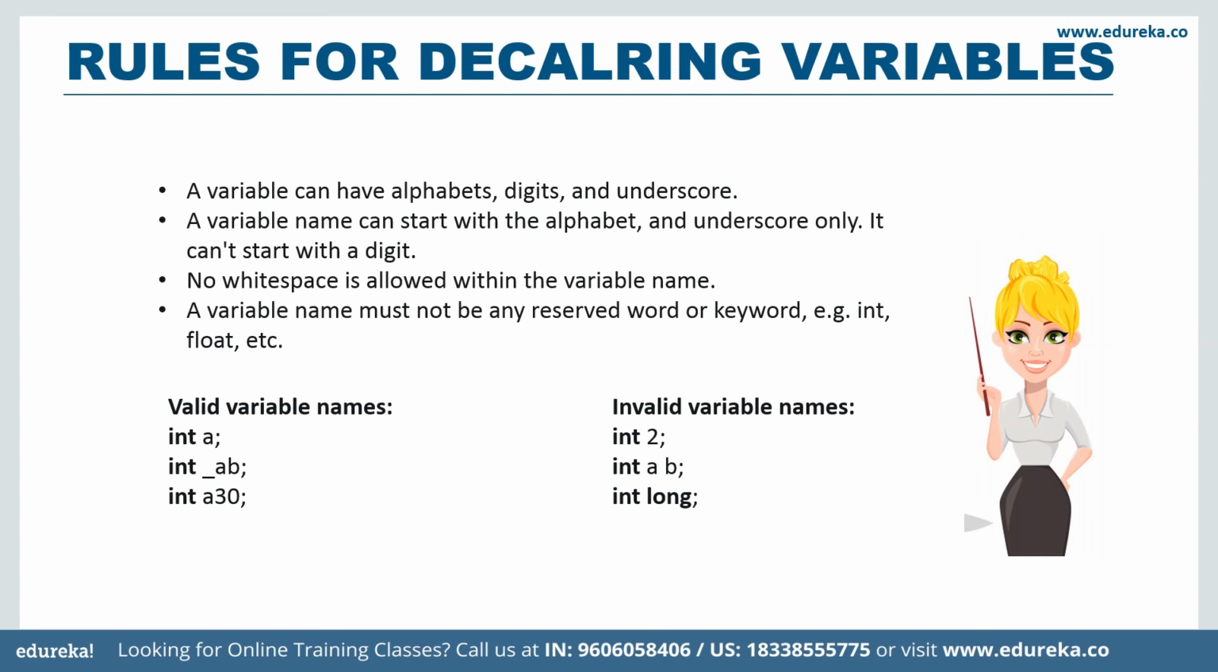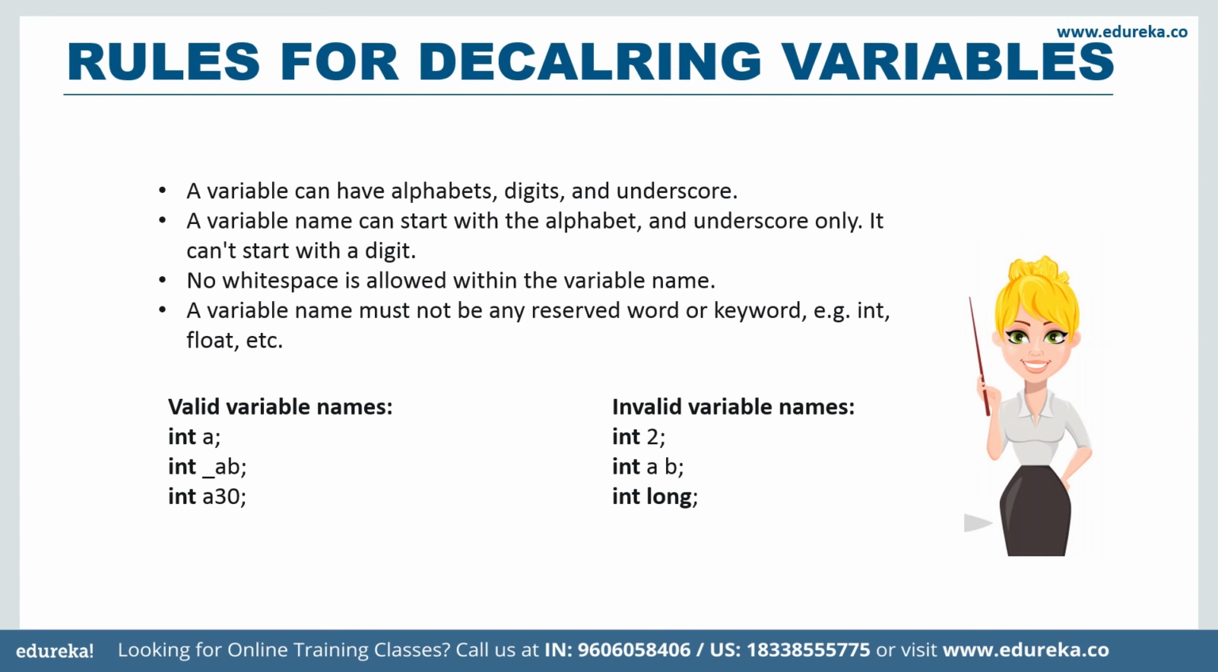Now let's see some examples of valid variable names. First one is int a, which starts with an alphabet, so it's valid. Followed by that, we have another one which is of integer data type and it's starting with an underscore. So this is valid. Followed by that, we have int a30, which is also valid because it's starting with an alphabet and it is continuing with a number, which is valid.